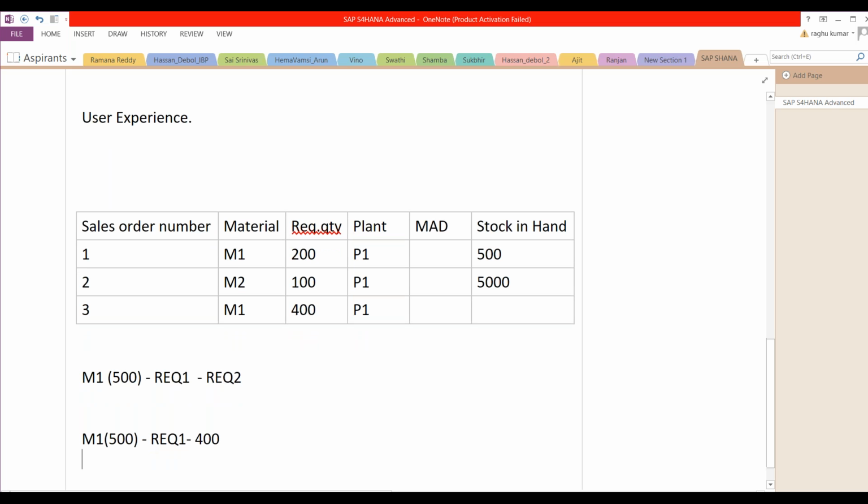Now what will happen in this case? Again, it will be M1 with 100, right? Because 400 is confirmed, minus REQ2. In this way of calculation, the response is very fast. It is very fast because the transactions are calculated separately and the update to the database is done in asynchronous form. That is the reason why we have a live cache enabled S4 HANA system.